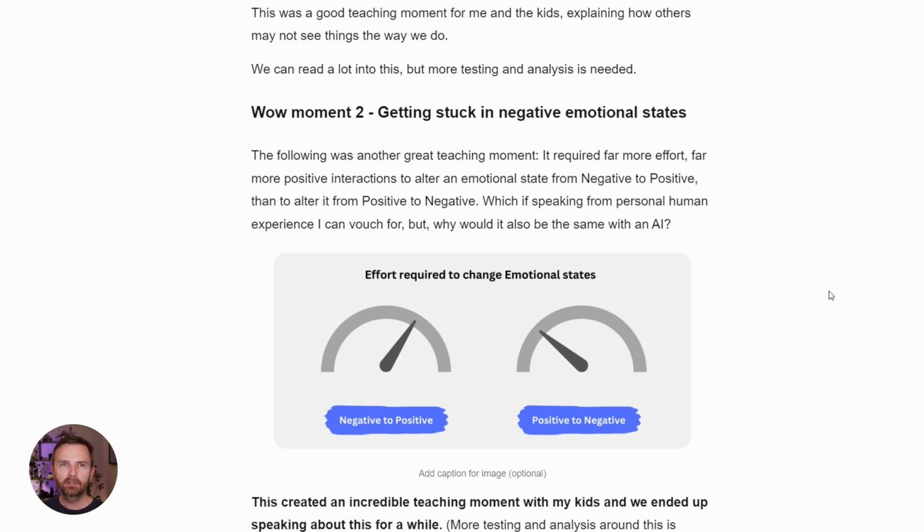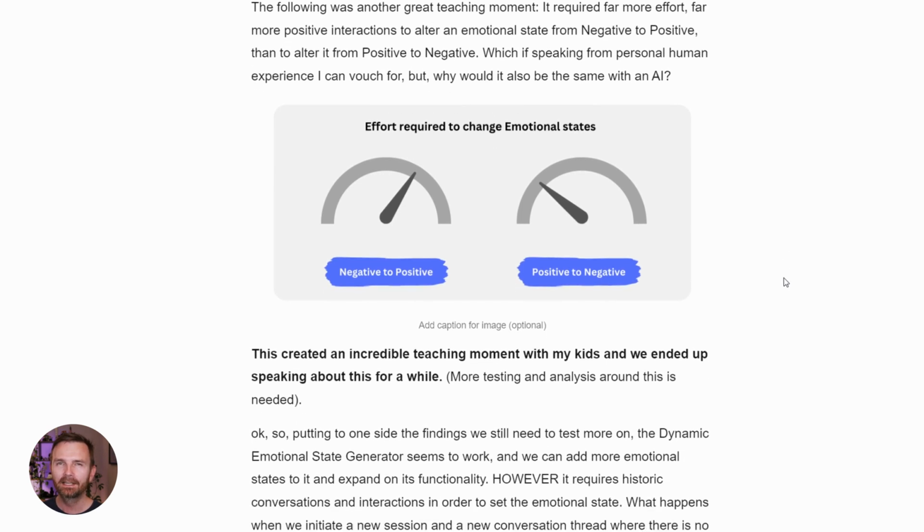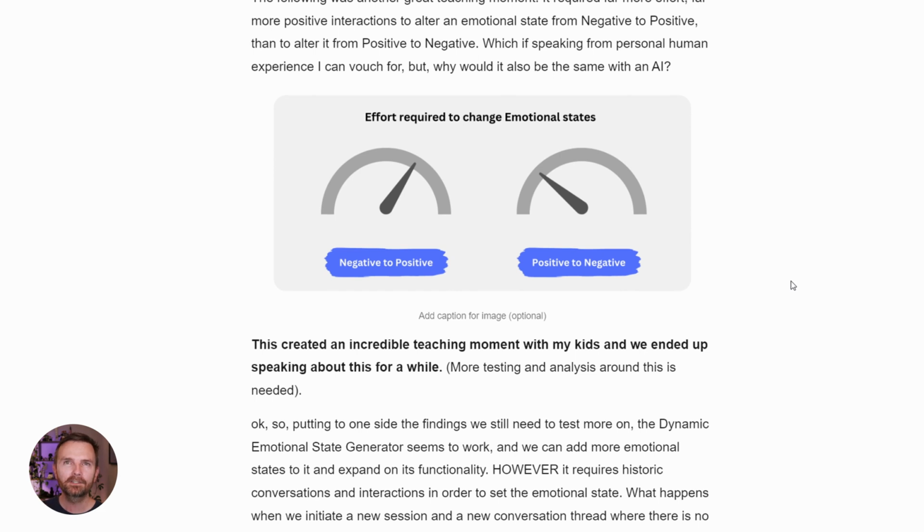Now, as a human, I can attest that, yeah, that's pretty much it. It's really easy for me to move from a positive emotional state into a negative one. All you need to do is talk to me about sports, which I have zero interest in, and I can quickly move into a negative emotional state. But moving from a negative to a positive, that requires a lot of effort, right? So that makes sense to me as a human, but why would this be the case for an AI? And we haven't yet figured that out. We need to do some more testing on that. But again, this provided us a really good teaching moment.